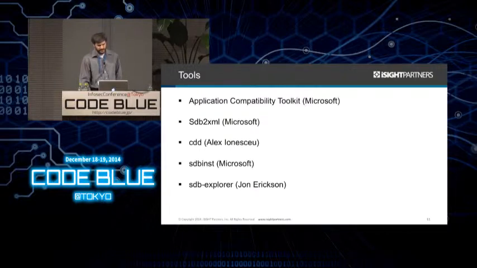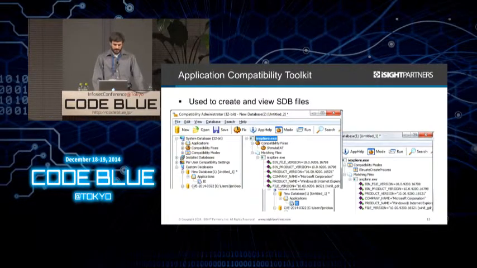And unfortunately, I named it SDB Explorer, which if you Google that, you'll find lots of hits for Amazon's simple database. So where SDB in this case stands for Shim database, Amazon has way more hits than me for simple database. So it's kind of hard to find. So here's a screenshot of Microsoft's Application Compatibility Toolkit.